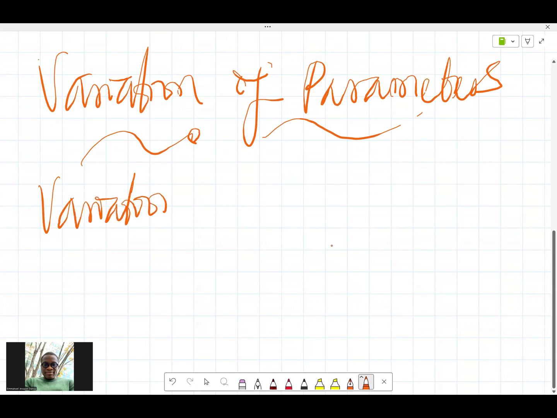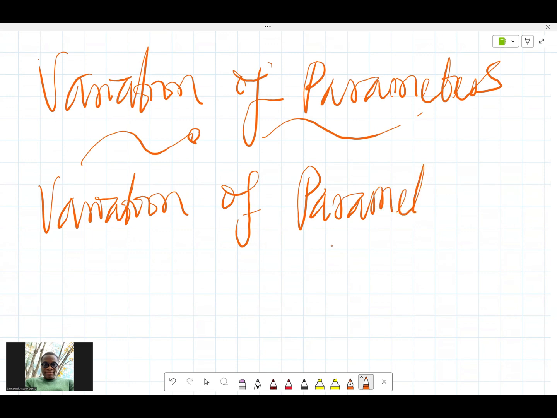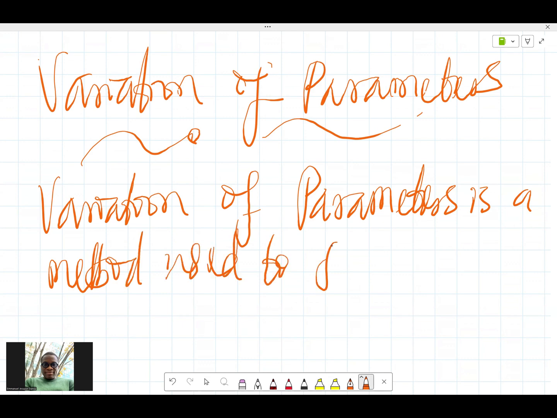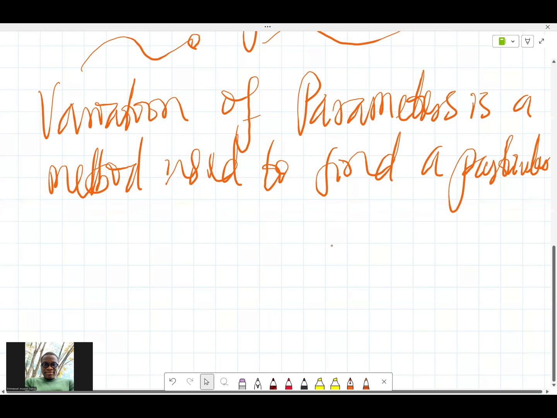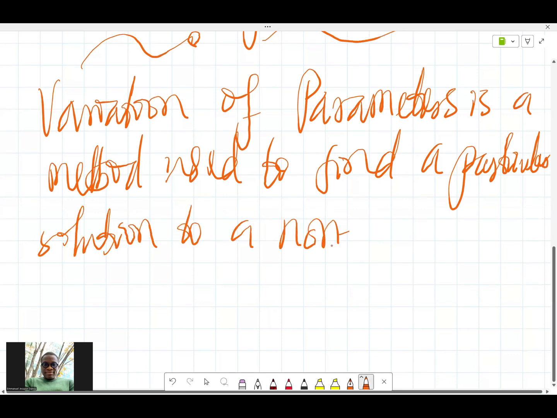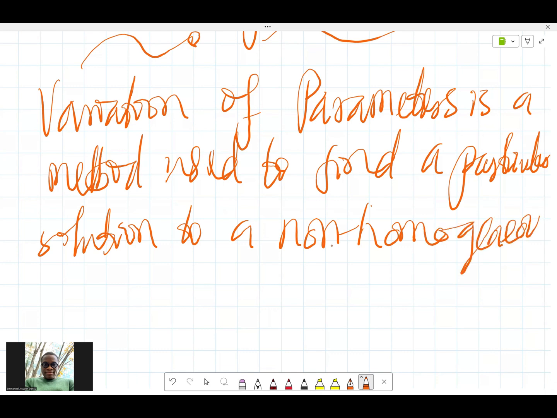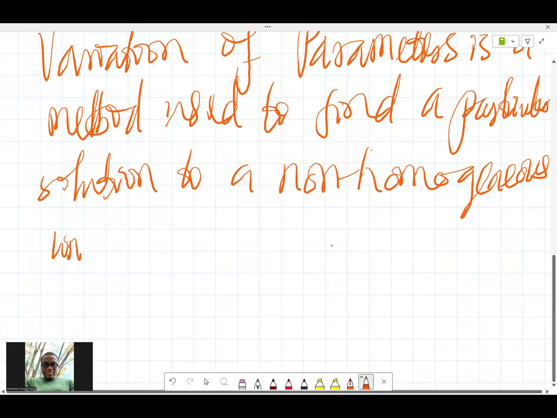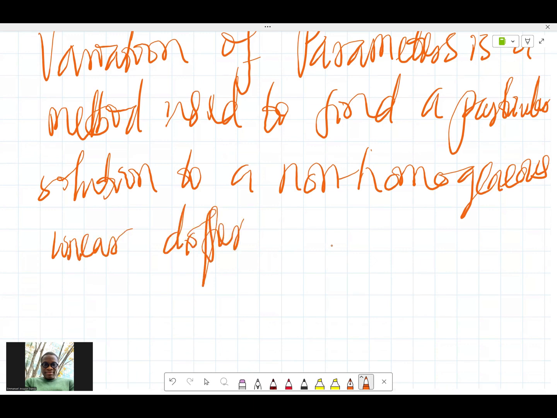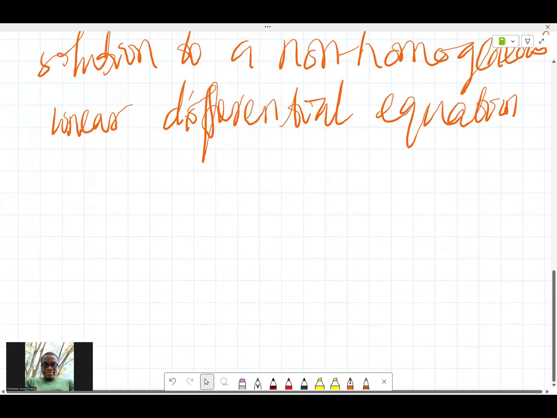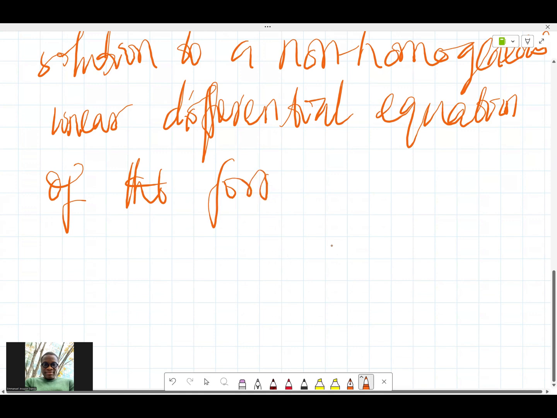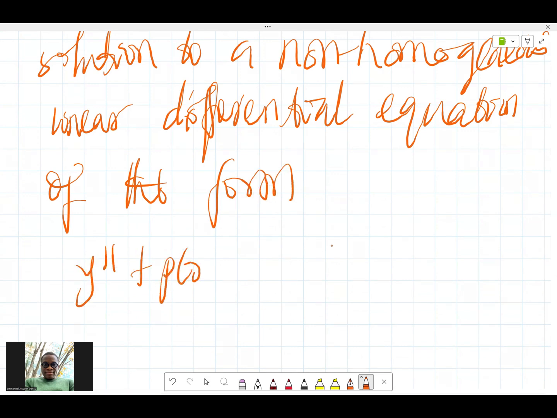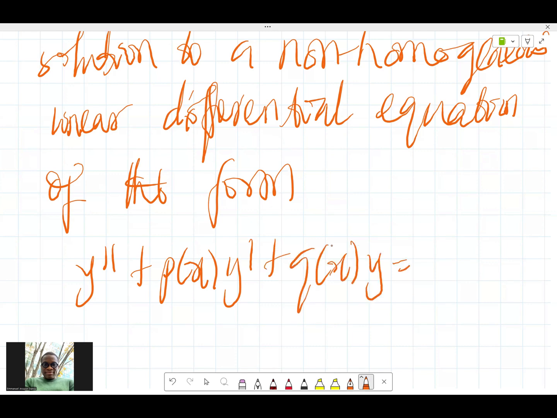Variation of parameters is a method used to find a particular solution to a non-homogeneous linear differential equation of the form y prime prime plus p of x y prime plus q of x y equals g of x.